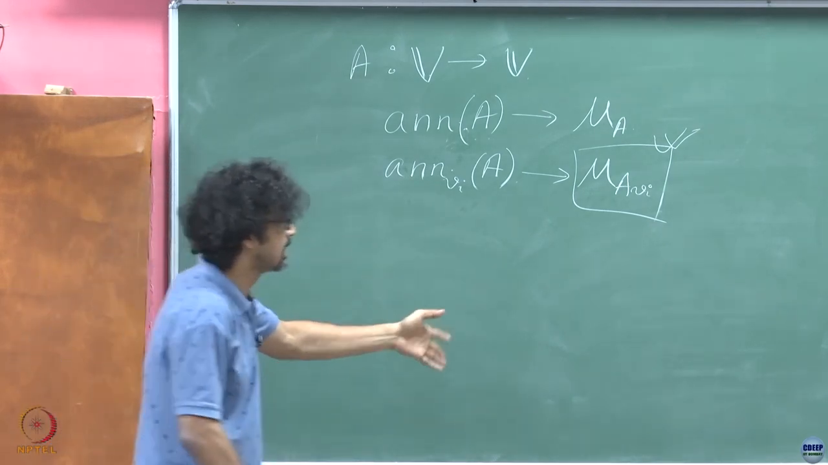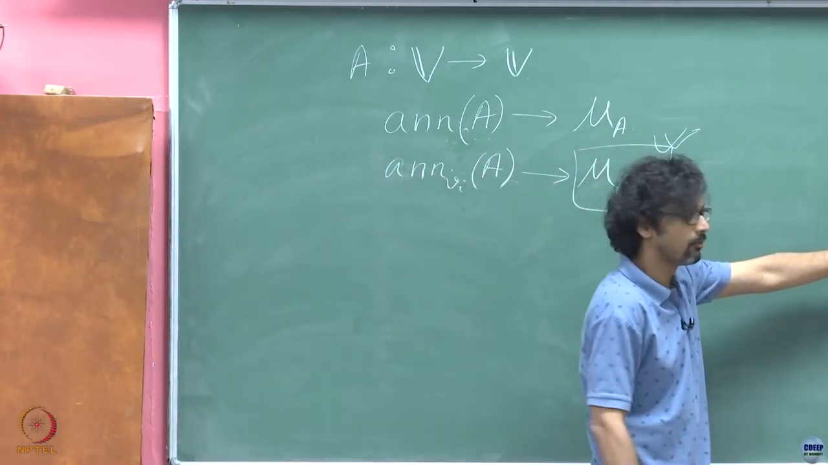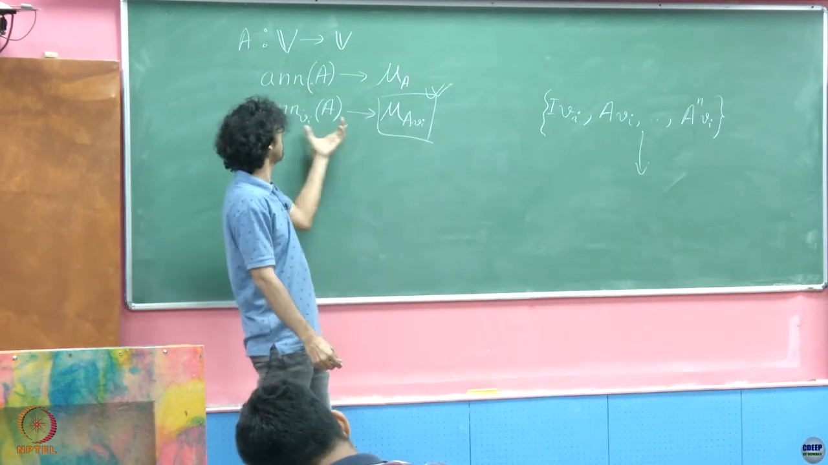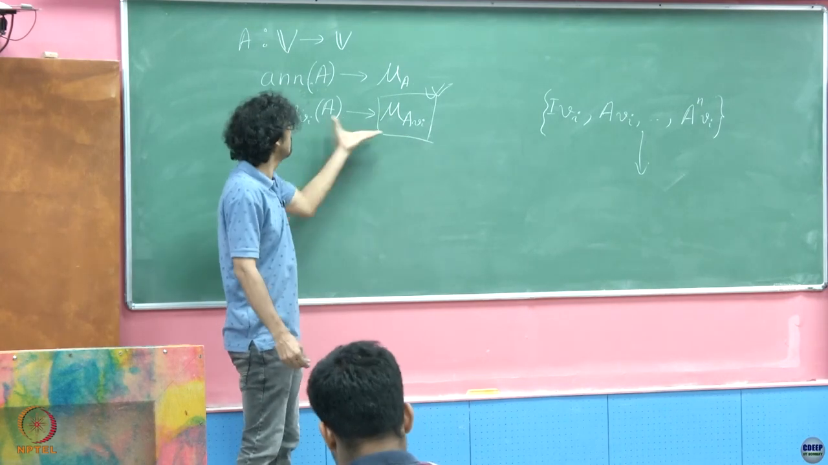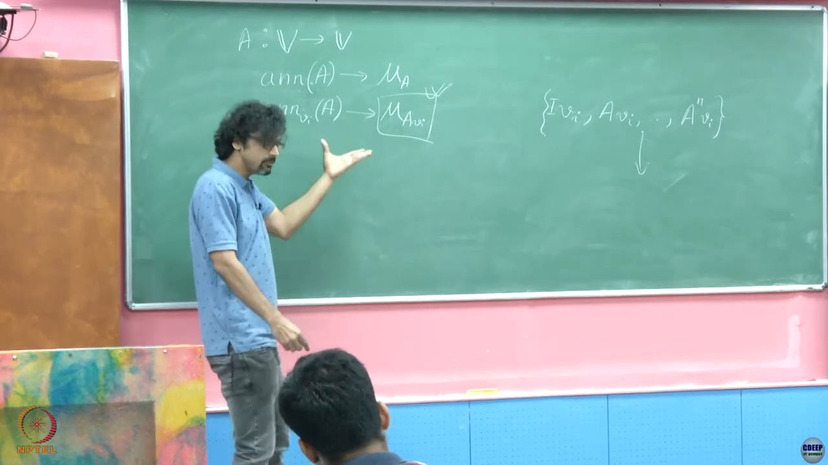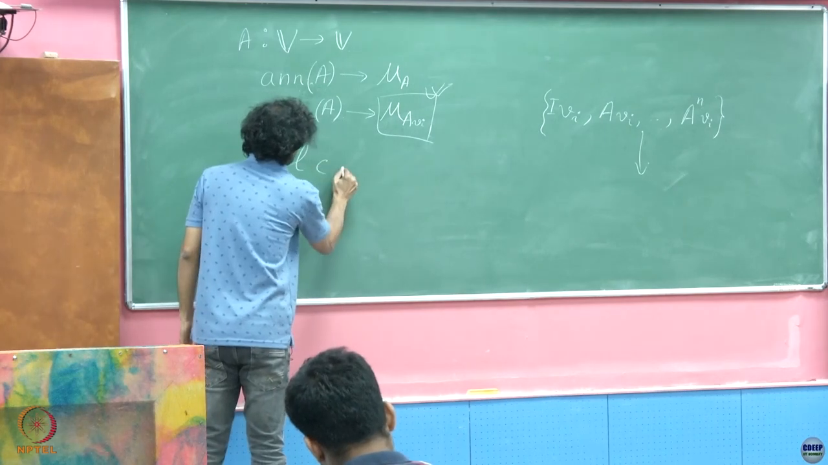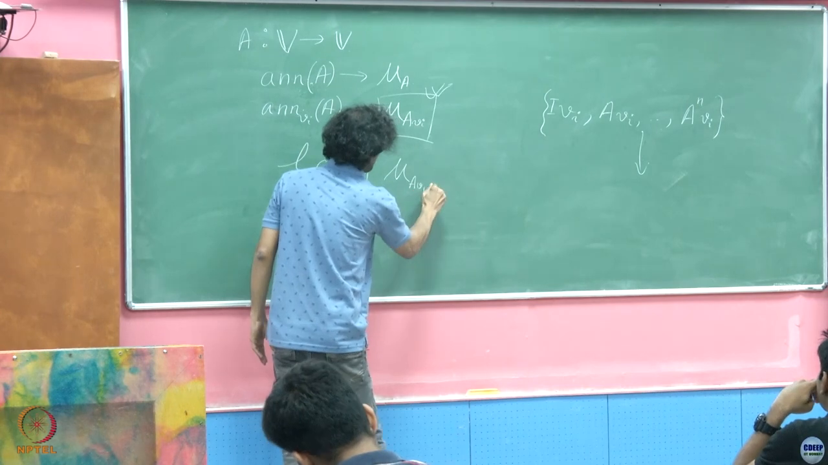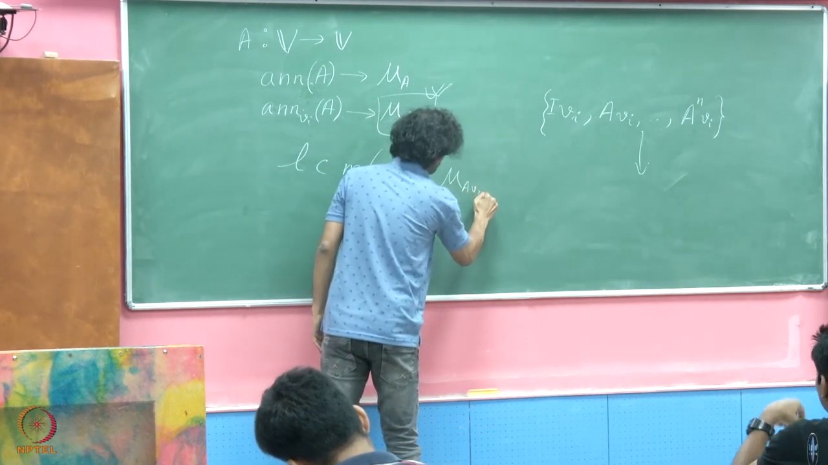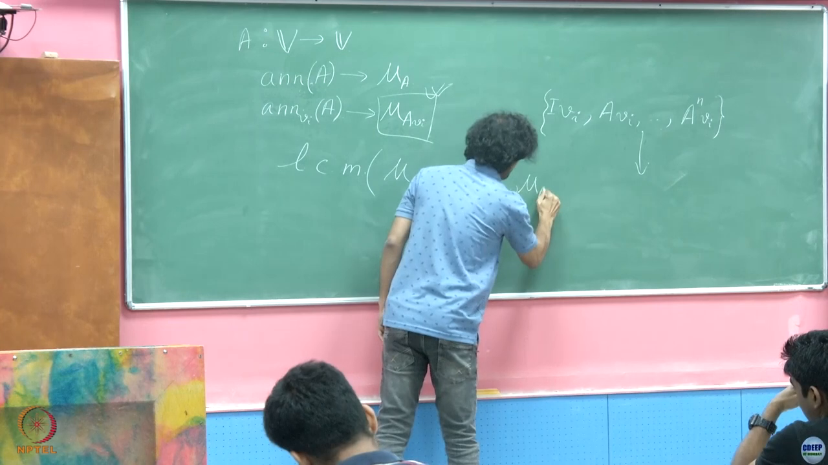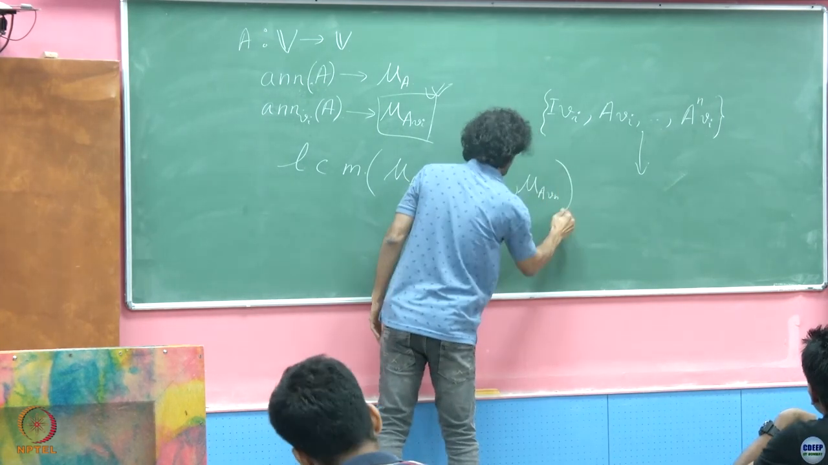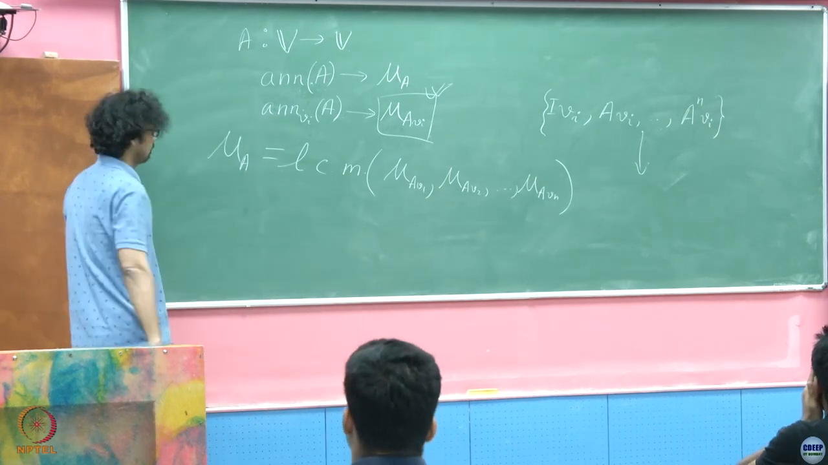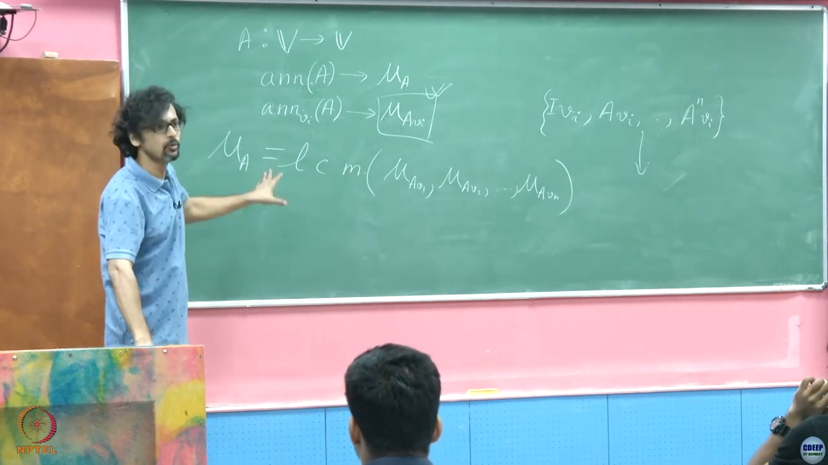So by definition itself, or by our very construction, the way we are going about defining these objects, they will indeed turn out to be the minimal polynomials of these ideals, or the generating elements of these ideals. And then we said that if you look for the least common multiple of mu AV1, mu AV2, and so on till mu AVN, then this becomes the minimal polynomial. And we proved this, right?